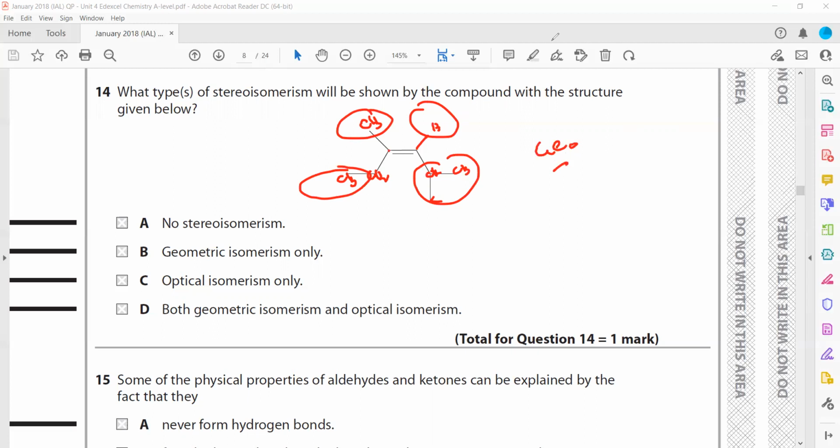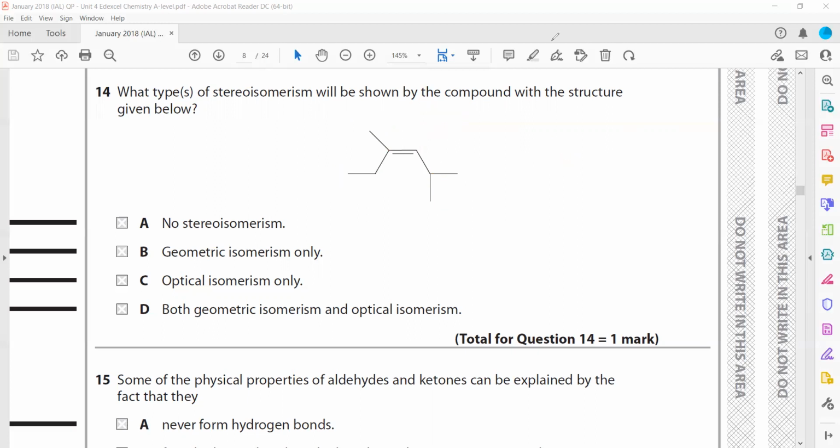But whether it is optical, how to know optical? To be an optical isomer, there should be a chiral carbon. What is the meaning of chiral carbon? It means all the bonds of the carbon should be different. So when I check this carbon, this cannot be chiral because it has CH3, so 3 hydrogens are there. When I check this one, this is also CH3, 3 hydrogens, not chiral. This is CH2, not chiral.